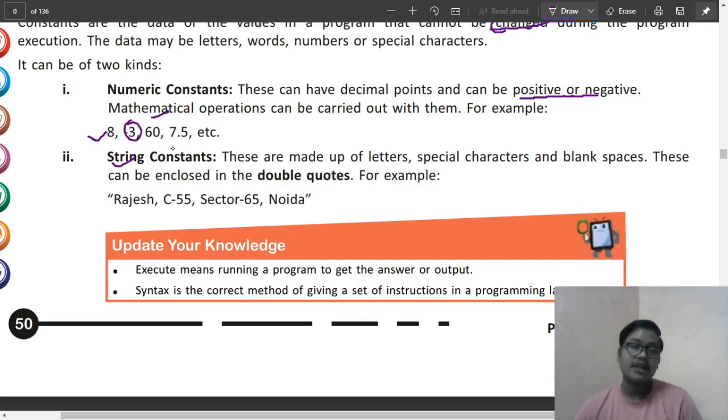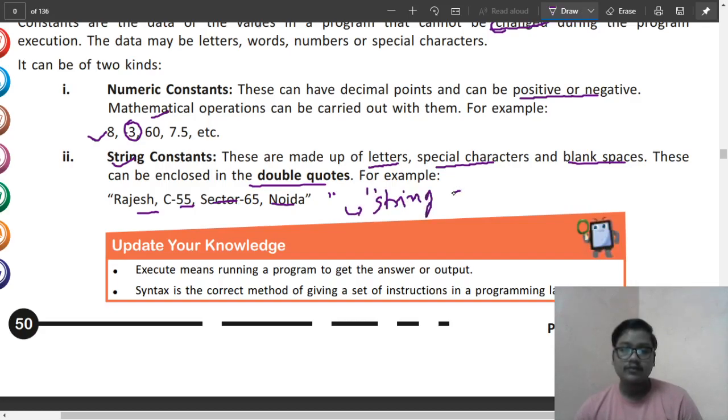Now string constant. These constants are made up of letters, special characters, and blank spaces. These are enclosed in double quotes. For example, Rajesh, 355, Sector 65, and Noida, using these double inverted commas, are called string constants.